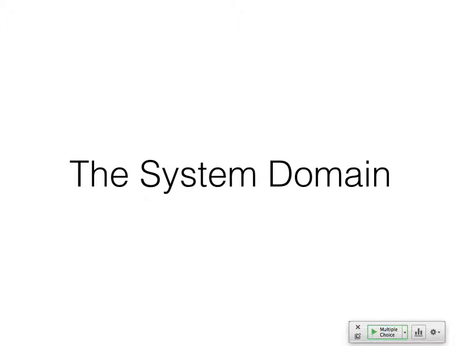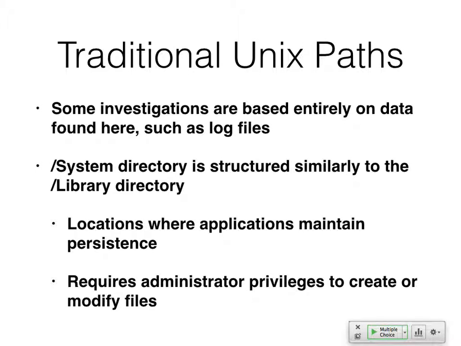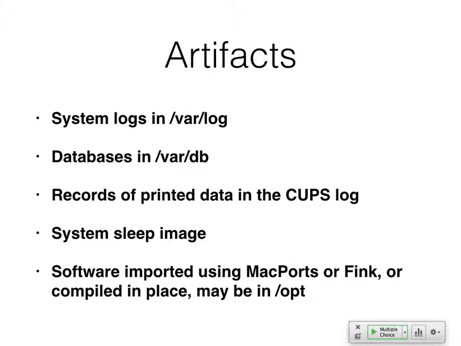So, the system domain. This is where you've got the traditional Linux stuff. The system directory, like the others, requires administrative rights. This is where you have a lot of log files, so a lot of information is needed here. There's var log, which has your system logs, you've got var db, and you have the CUPS log where things are printed.